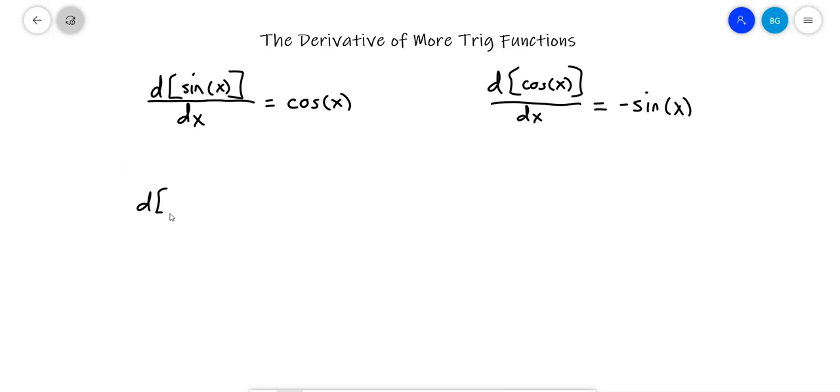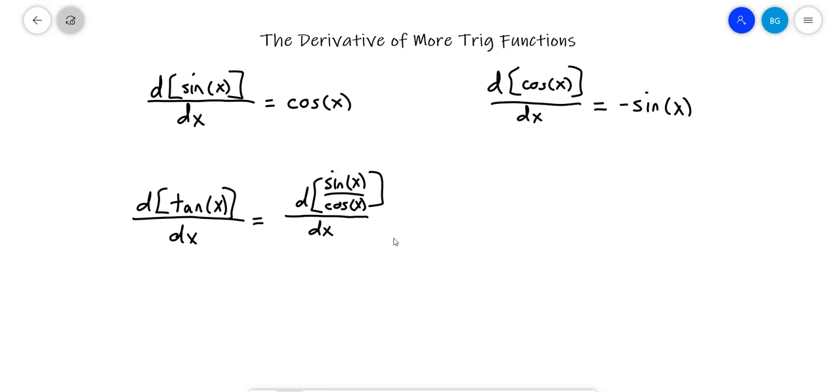Then what would be the derivative of tangent with respect to x? It's not so straightforward, but we just learned the quotient rule. So maybe we should rewrite tangent as a quotient. You might remember from your trig days, tangent is just sine divided by cosine. And this is helpful because now we can use our quotient rule.